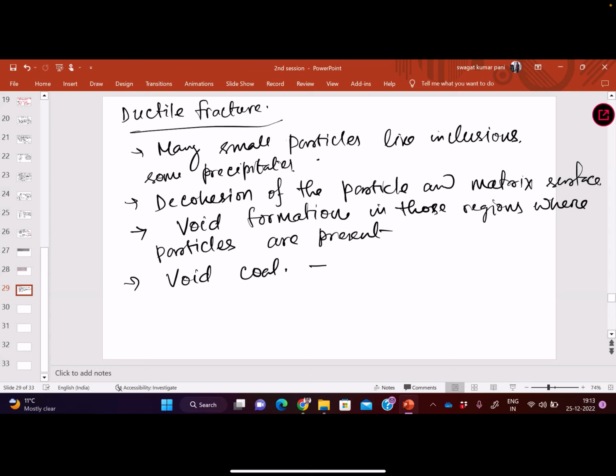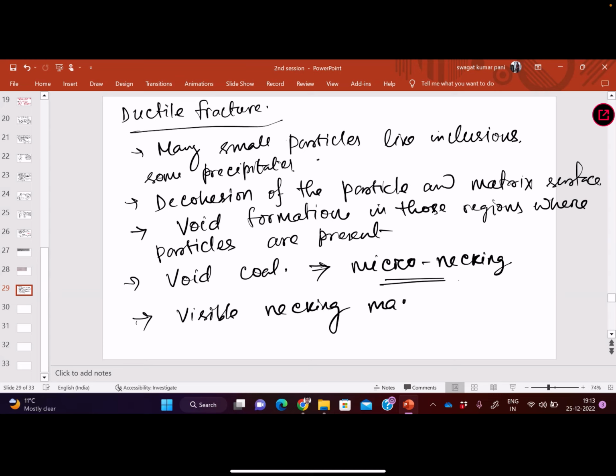So first it happens like micro necking, when small voids form and they coalesce. This term is called micro necking. After that we have visible necking because of this, that is on the macro scale. Then fracture. If you see the ductile fracture surface in SEM at high magnification, you will see very small particles inside the voids. Those will be clearly visible.